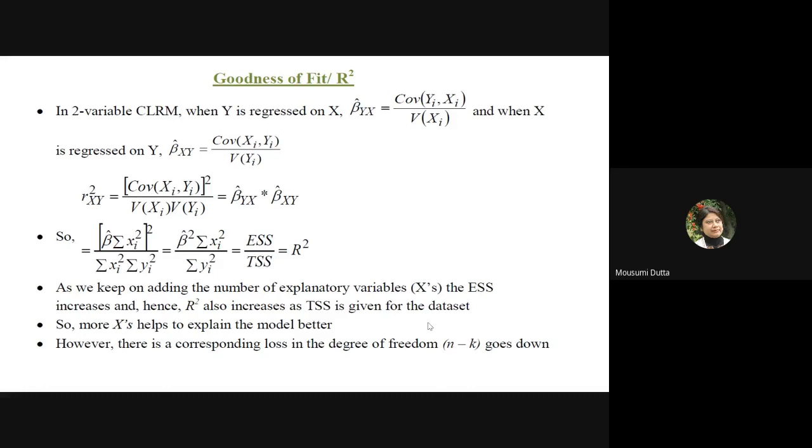We are splitting TSS into two parts, ESS and RSS. So as ESS improves, the RSS moves towards 0. However, ESS cannot be greater than that of TSS.